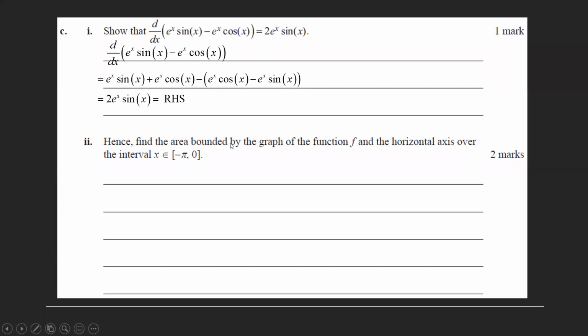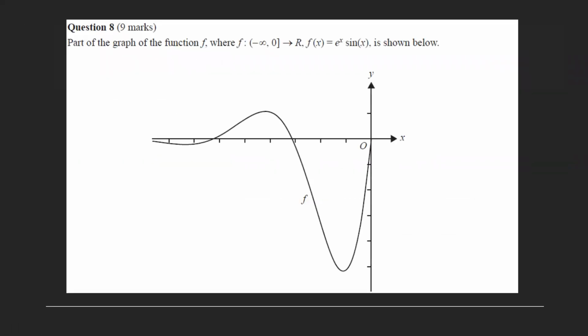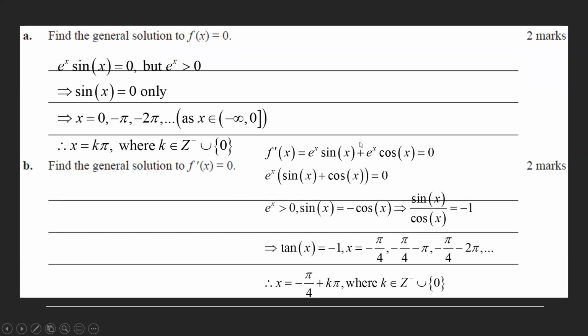Hence, find the area bounded by the graph of the function f and the horizontal axis over the interval x goes from -pi to 0. Always trace back to look at a graph. See, 0 to -pi, this area is below the x-axis. You have to put an extra minus in front of the integral to cancel the negative and get the magnitude of the area.